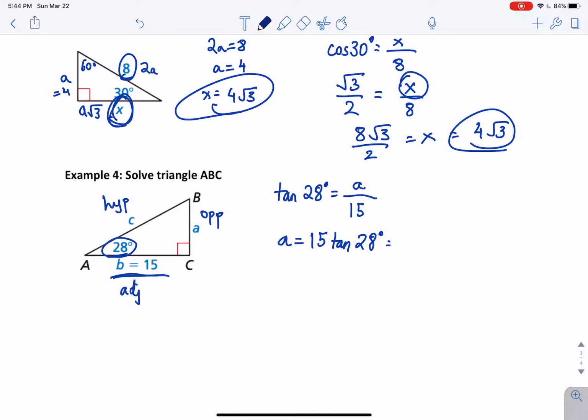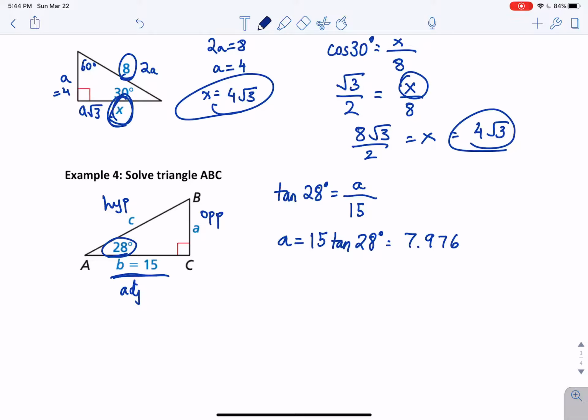So when you type it in, make sure your calculator is on the correct mode. Sometimes calculators can go into radian mode. You want to make sure this is degrees. We're looking at 28 degrees. And so that's going to be tangent 28. Type that in, and you should get 0.531. And then multiply that by 15. And you'll get 7.976. So that's the opposite side.